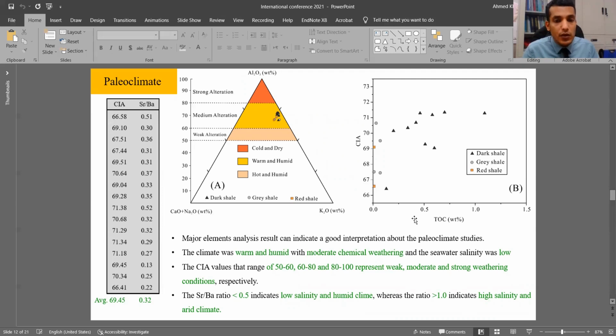However, another proxy, which is Sr/Ba, this ratio can indicate the salinity of the seawater and also the climate condition. Most of the values are less than 0.5. This indicates low salinity and humid climate conditions, which is consistent with the chemical alteration index values.